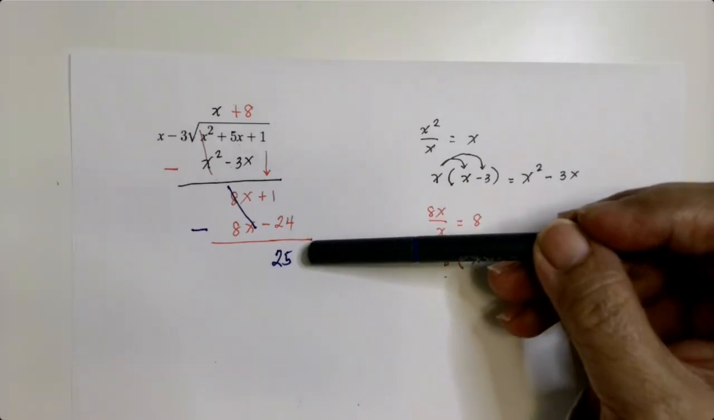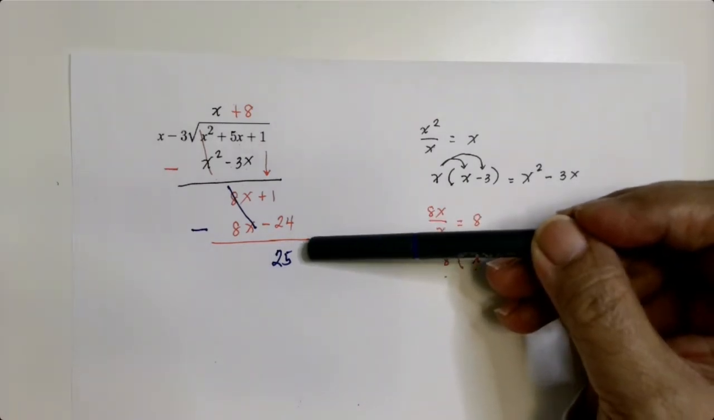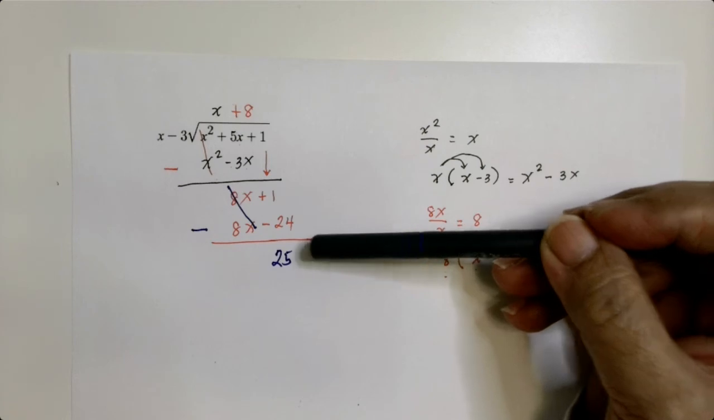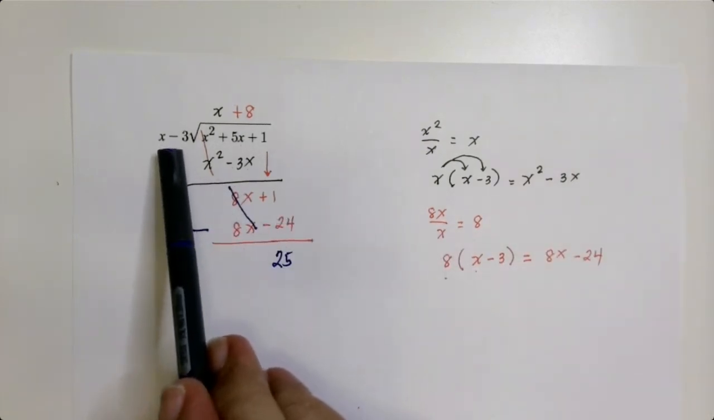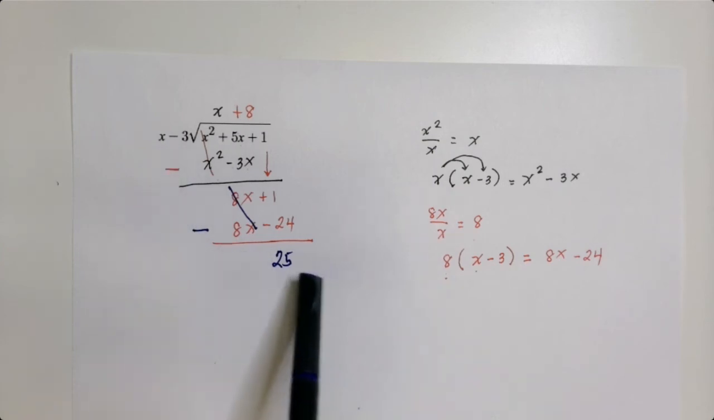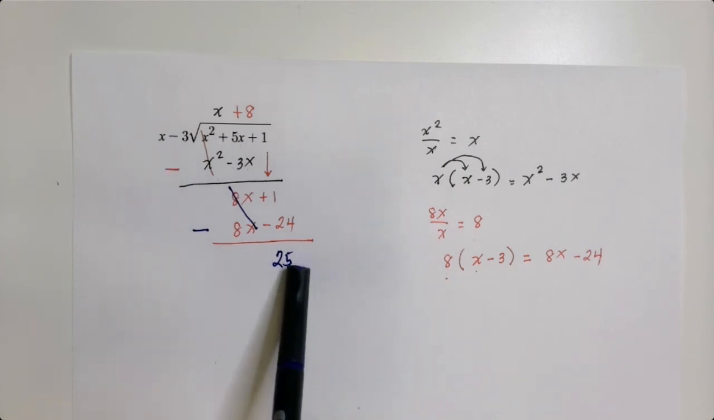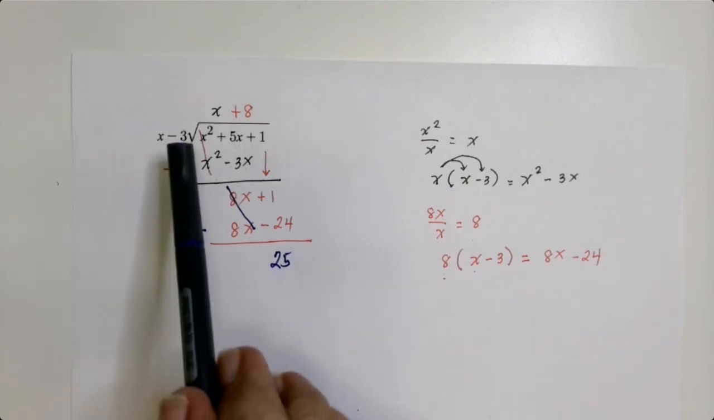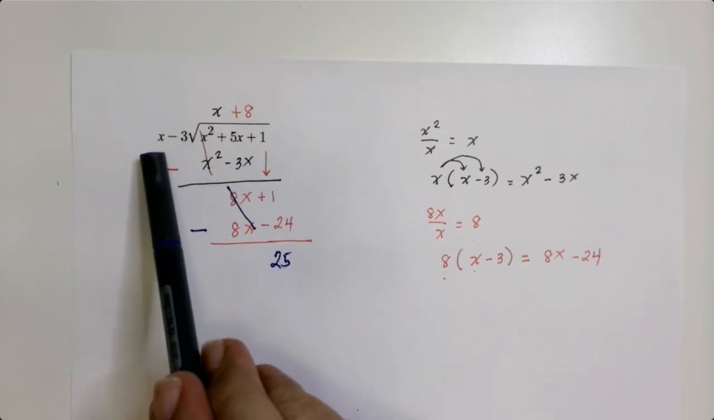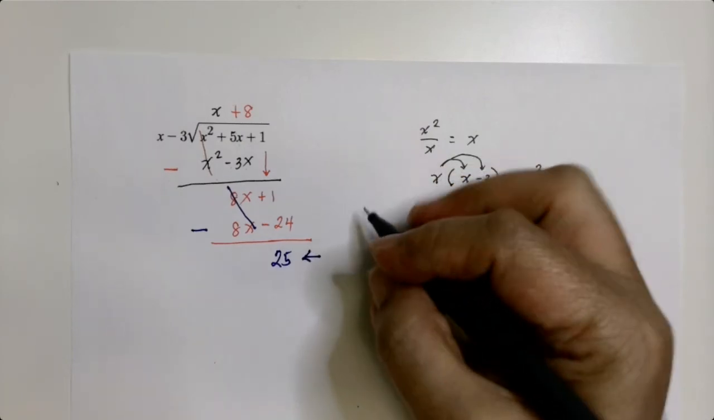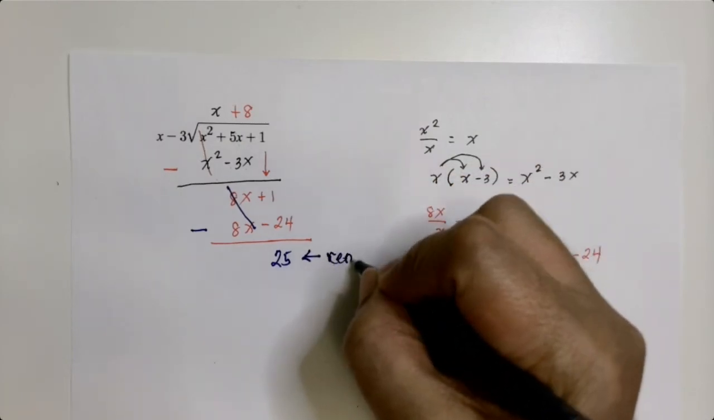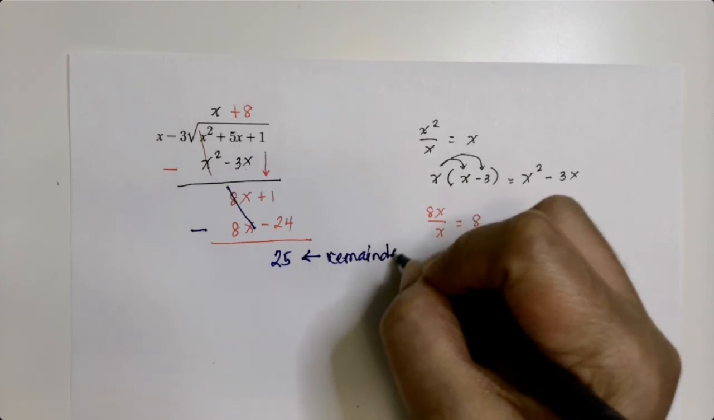Now, this number here, 25, is of degree 0, meaning this is 25 times x to the 0. So the exponent of x here is 0. The exponent of x in your divisor is 1. Since the exponent of x in the new dividend is less than the exponent of x in the divisor, that means we cannot divide anymore. We have to stop here. And this would be our remainder.